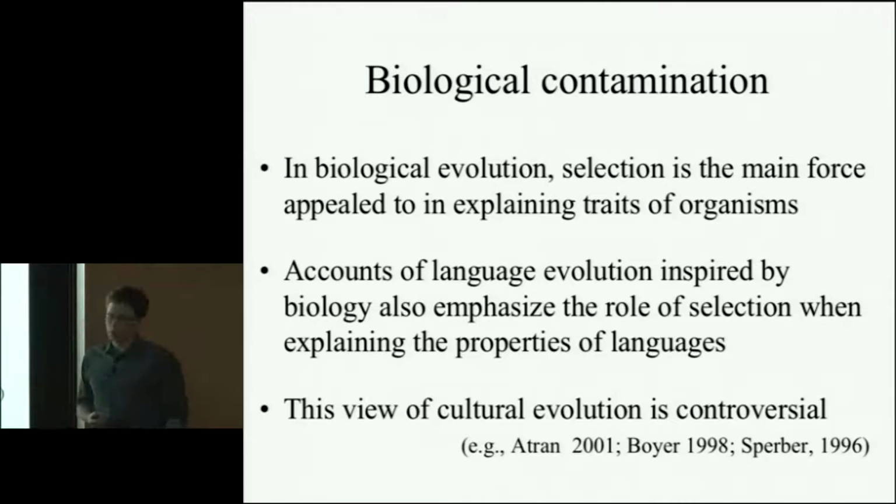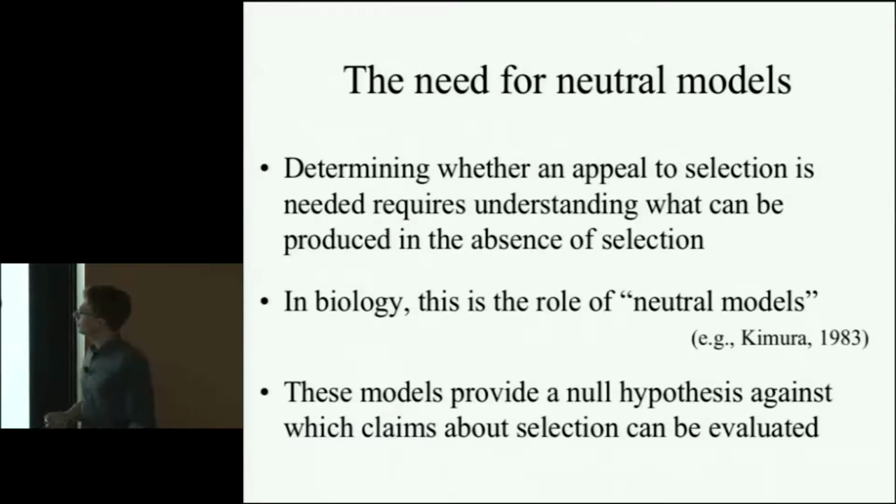And in order to answer that kind of question, we need to develop a certain kind of mathematical model. So in biology, the strategy that's taken for trying to figure out if selection is at work is using what's called a neutral model. So basically a neutral model is something which indicates what happens in the absence of selection. These neutral models give us a tool that we can use for setting up a kind of null hypothesis against which we can evaluate the things that we see in the world.